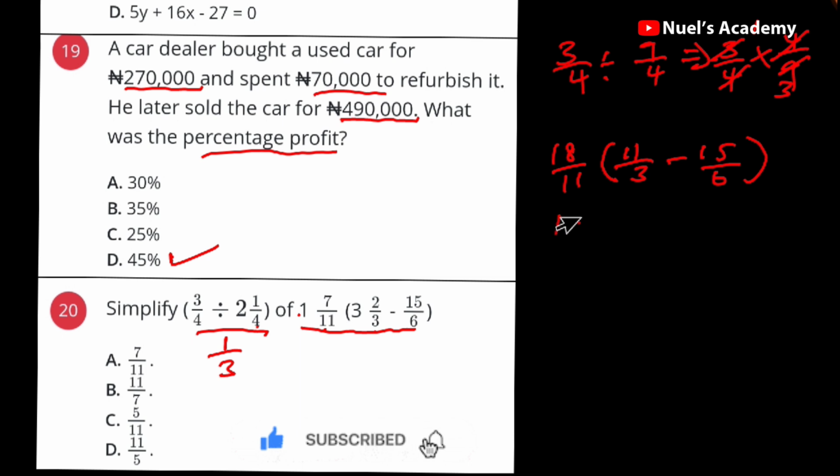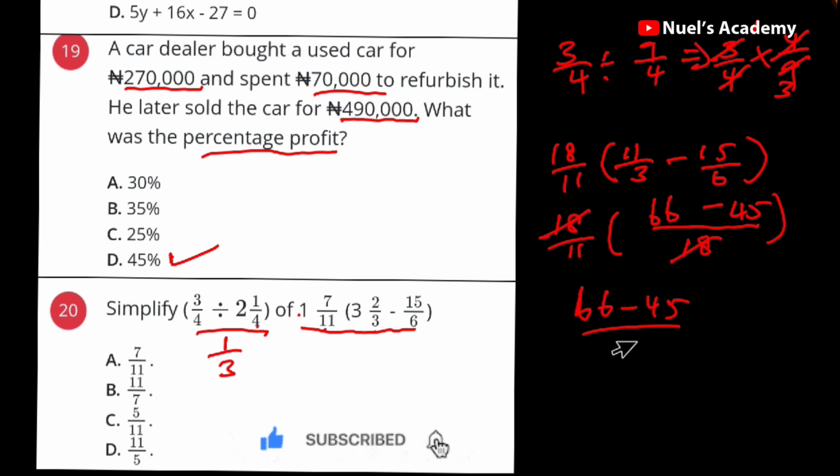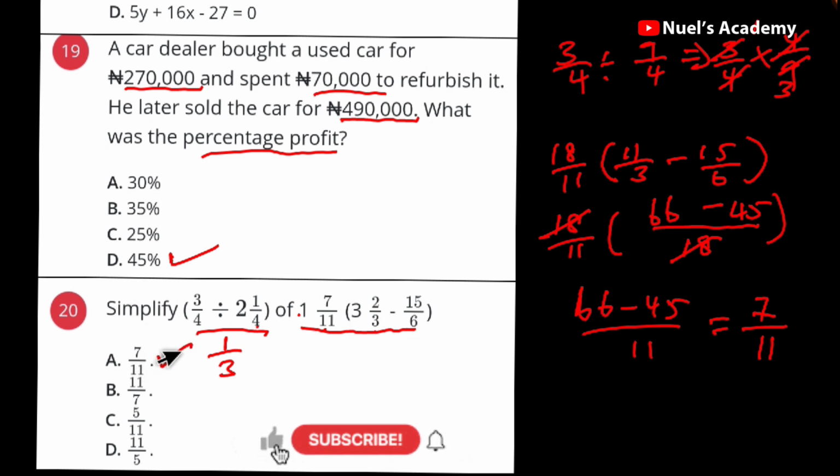So I have 18 over 11, then into, let's perform this operation here. So 11 over 3 minus 15 over 6. So this is going to be equal to 3 times 6 is 18. So 11 times 6 is 66. Then minus 3 times 15 is 45. So this is the easiest way to do it. So you see that 18 and this 18 will cancel. We'll be left with 66 minus 45 over 11. So 66 minus 45 is equal to 7. Then we have 7 over 11. Now from these options, we see that option A is the correct answer to this question.